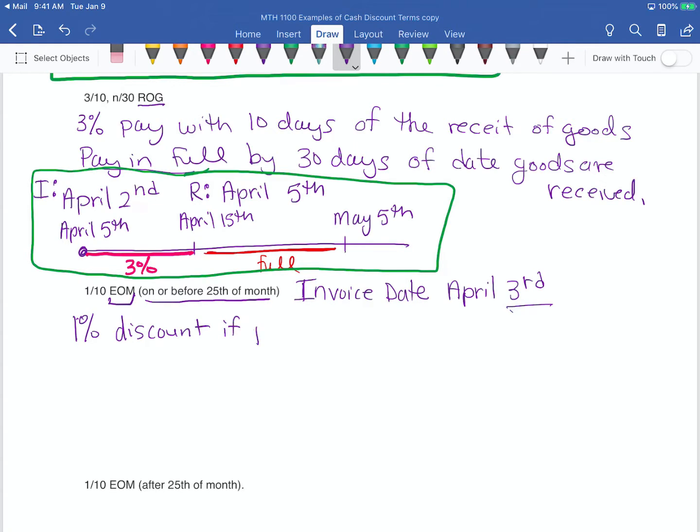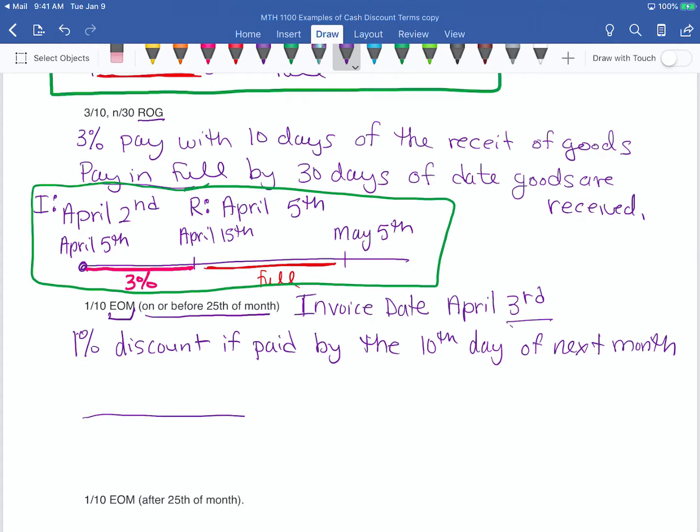if paid by the 10th day of the next month. So if we look at this in terms of a timeline, using the example that the invoice date says April 3rd, we would start the discount period on April 3rd. We would get an extra 1% discount if it's paid before the 10th day of the next month. The 10th day of the next month would be May 10th.